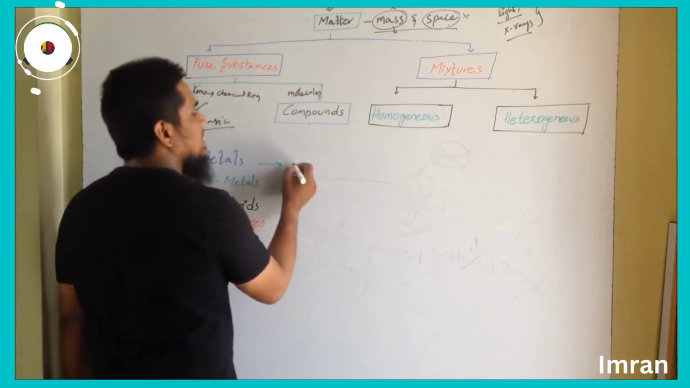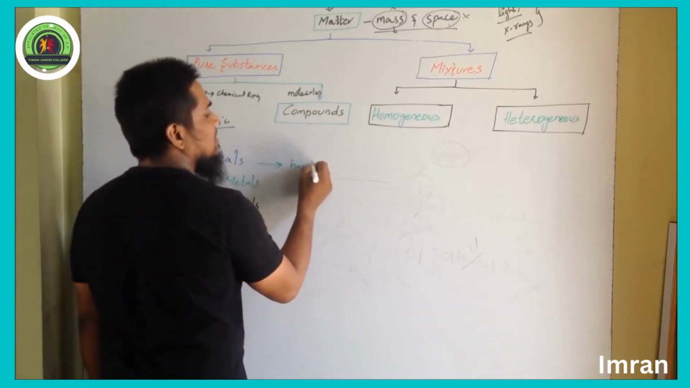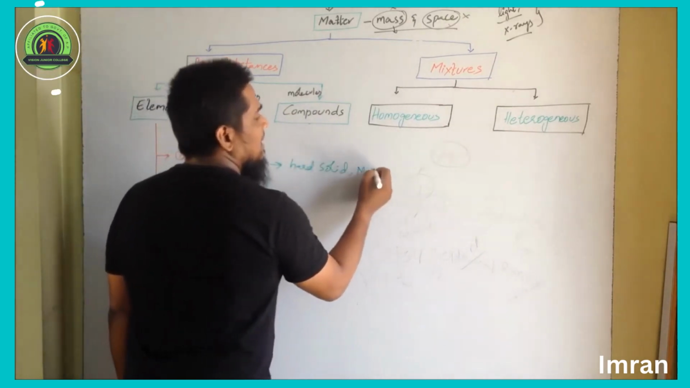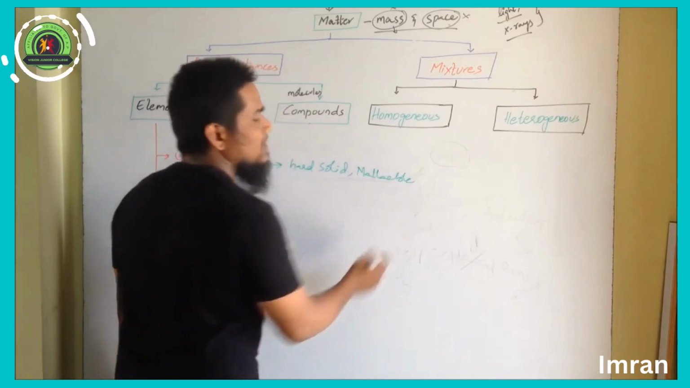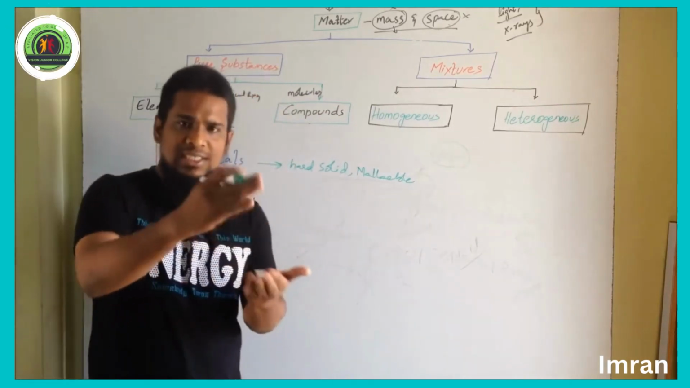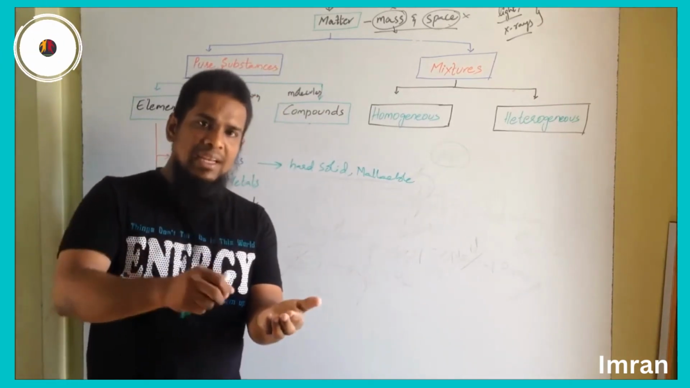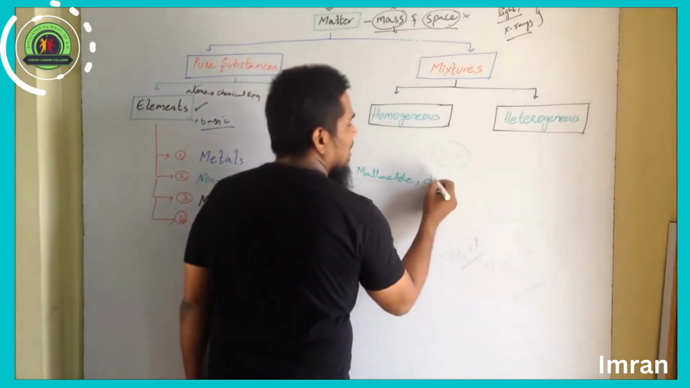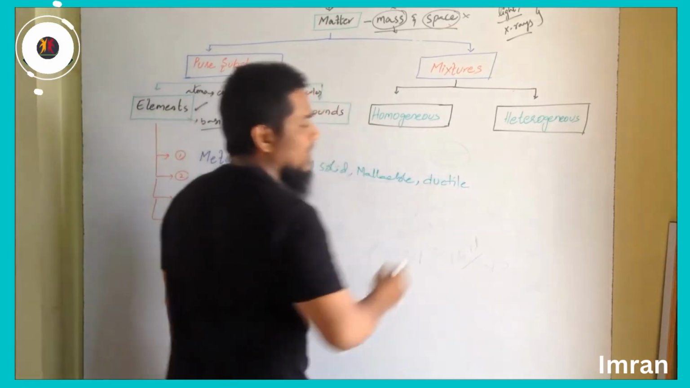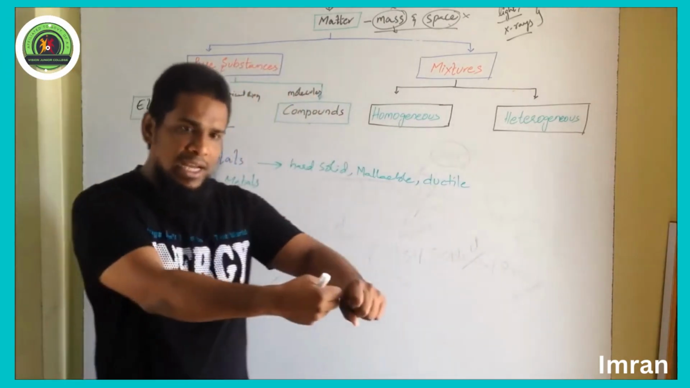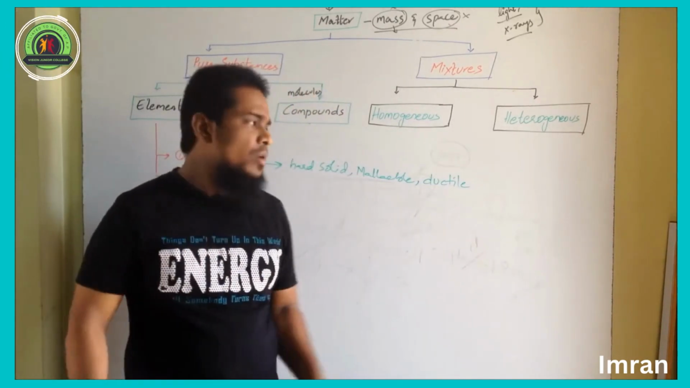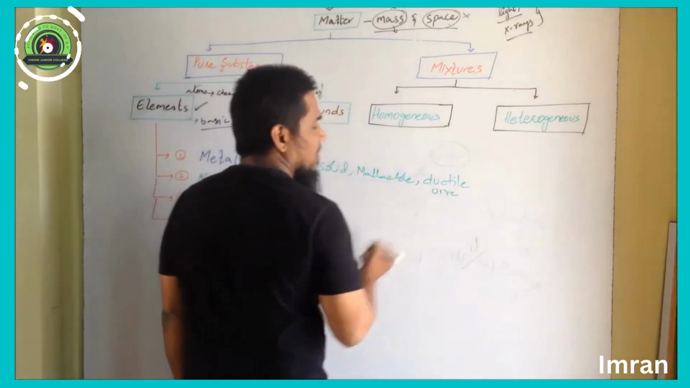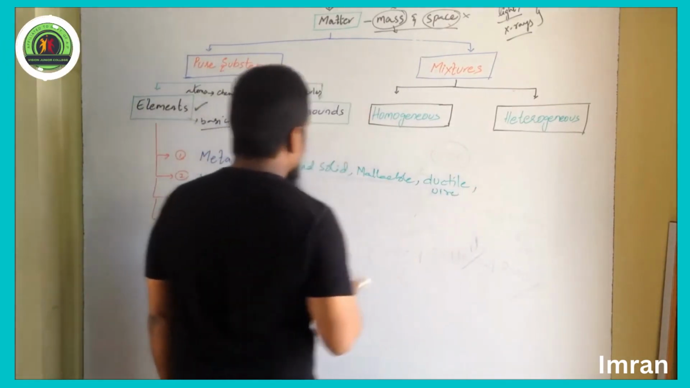Metals are generally hard solids. Metals are malleable in nature. Malleability means you can beat them into sheets. On beating them, you can convert them into sheets. That is called malleability. They are ductile in nature. Ductile means you can elongate them, prolong them in the form of wires. You can convert them into wires. That is called ductility.